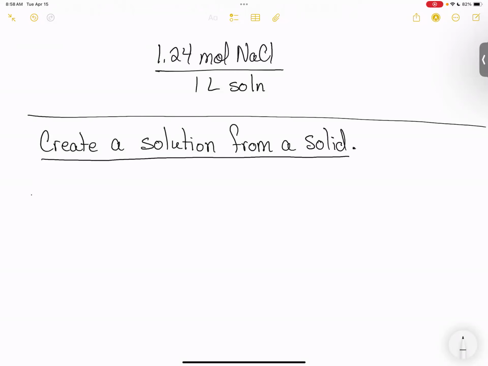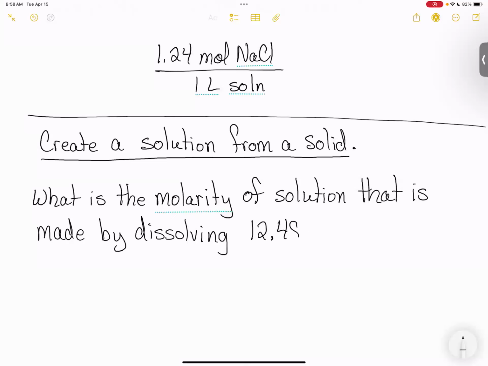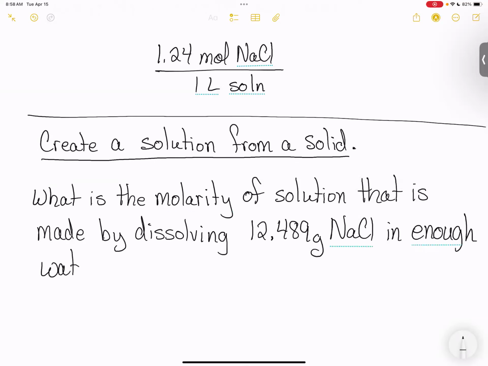Let me give you an example. What is the molarity of a solution that is made by dissolving 12.489 grams sodium chloride in enough water to make 250 milliliters of solution.